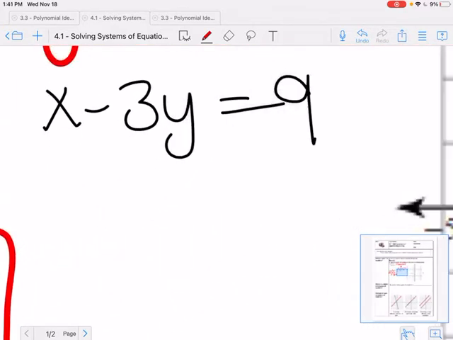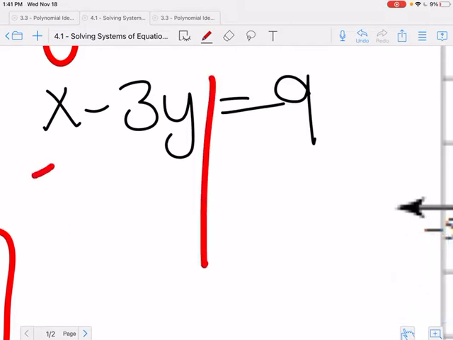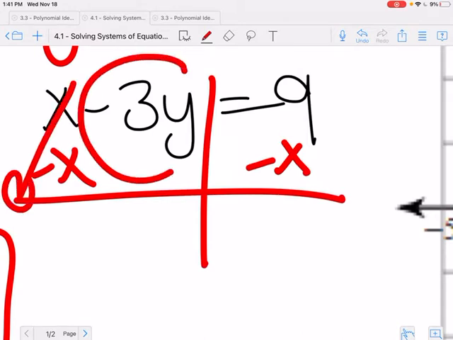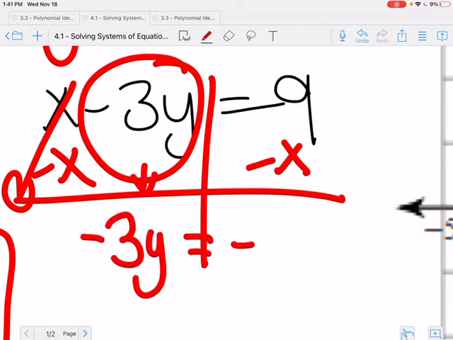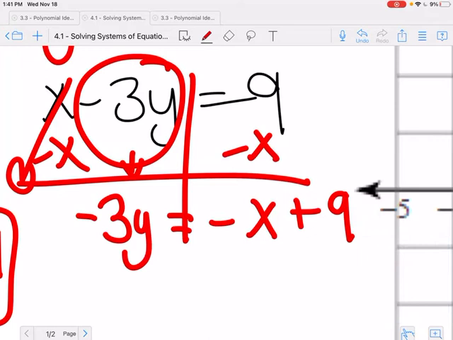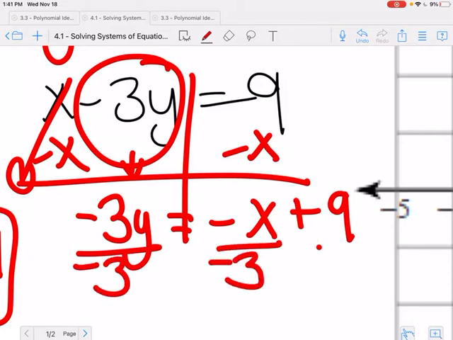All right, for the second one, same process. The first thing I want to get rid of is my x, so I'm going to go ahead and minus an x to both sides. That's going to equal 0, and I'm going to bring all of that down, which means that now I have negative 3y equals negative x plus 9. All right, now I do have a negative 3 in front of the y, which means that I got to get rid of it. Now, to do that, we're going to go ahead and divide everything by negative 3.